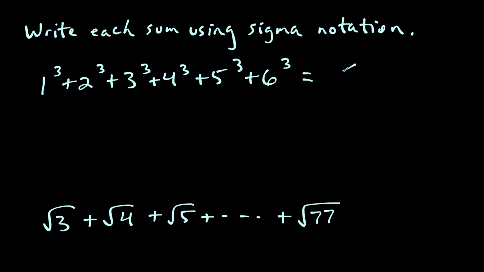So we have our symbol here for sigma, and I look at what's changing and what's staying the same. So the base is changing, so that we could put a letter k for it, and the exponent is remaining 3. Now we just have to think here, the first term in our sum is 1 to the third, so that would be the result of plugging in k equals 1, and this thing stops at k equals 6. So this would represent our series here.